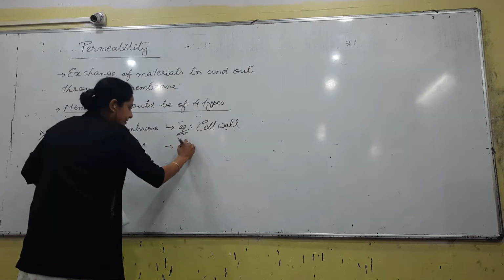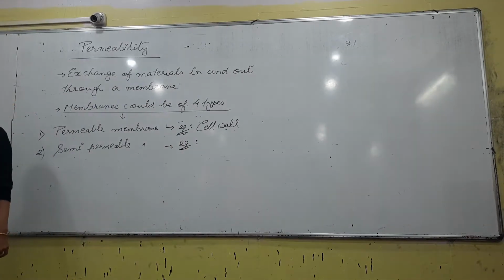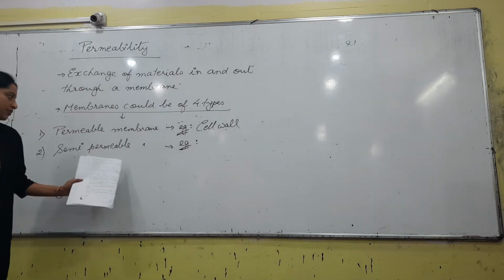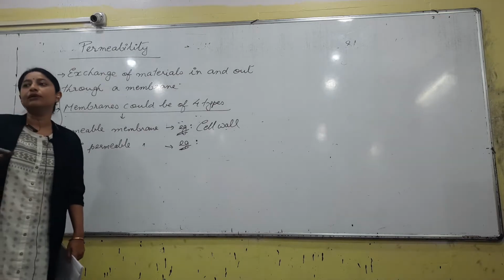Okay, semi-permeable membrane, what is the point that you have to remember? When is a membrane called semi-permeable? When it allows the movement of only the liquid particles, right? Only solvent can pass, or you can also say solvent. So it is only the liquid or solvent that could pass through a membrane, that is called semi-permeable. Solids cannot pass, right?